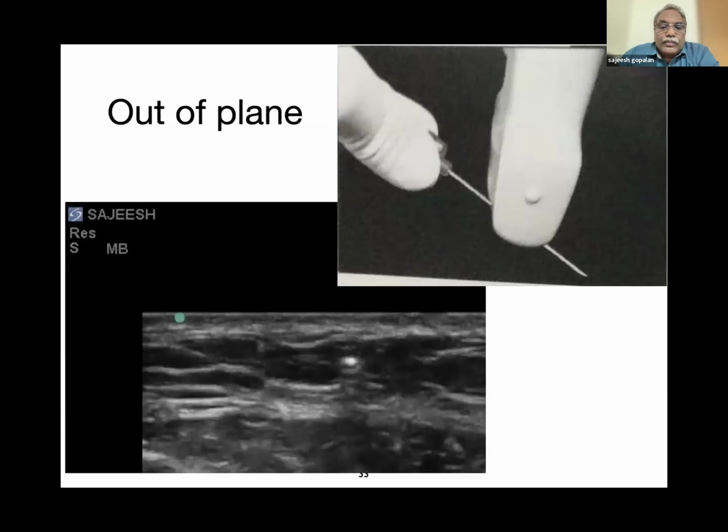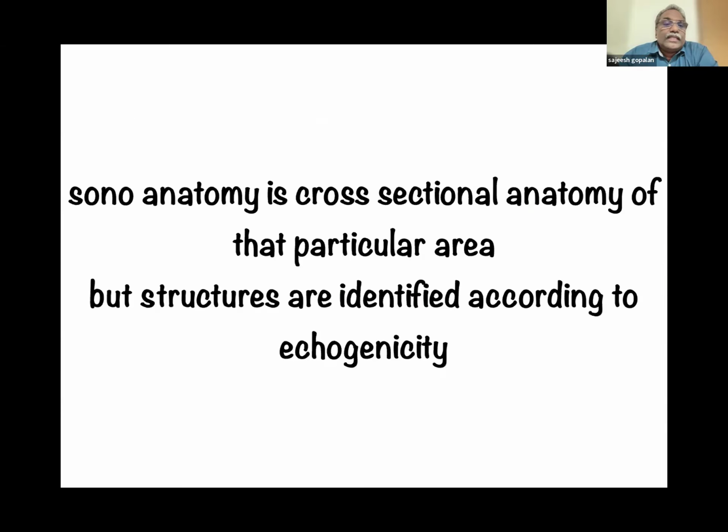But this is an out-of-plane approach. Could you appreciate a small dark area there? Normally everyone says this is the tip of the needle, but this may not be the tip; it may be the shaft of the needle, because we are overshooting the target. So this is one problem with the out-of-plane approach, and you need some expertise to perform an out-of-plane block.